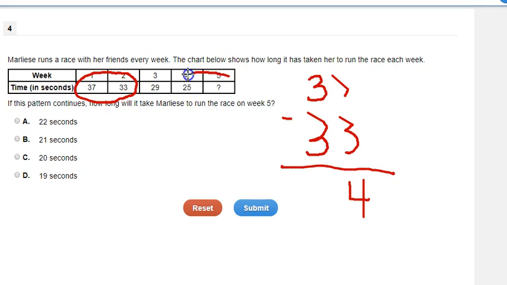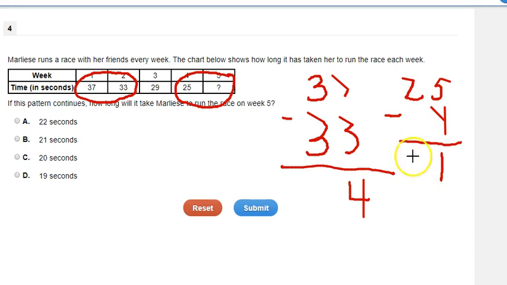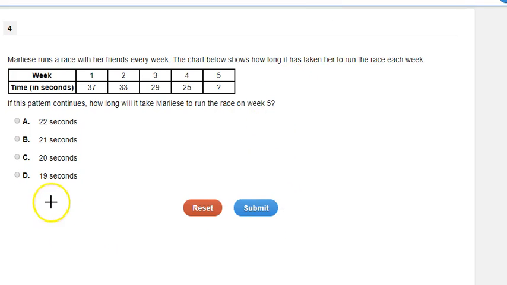So let's go to 25. Okay, that's a 5. There we go. And I'm going to subtract 4 more from that because the numbers are getting smaller. 5 minus 4 is 1. 2 minus 0 is 2. So 21 is going to go here. It would take only 21 seconds on week 5. And that would be choice B. Good job.